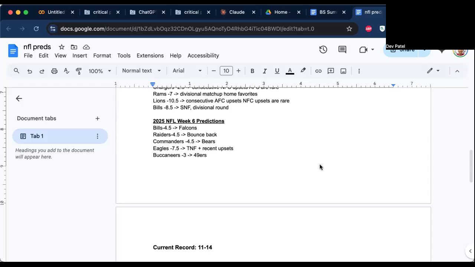Eagles minus 7.5 due to TNF and recent upsets last week, TNF upset. Bucs minus 3 due to the 49ers' recent upset, so unlikely that they'll do it again. So these are five picks, currently 11 and 14. Hopefully we can get back to around 500 and then improve from there.